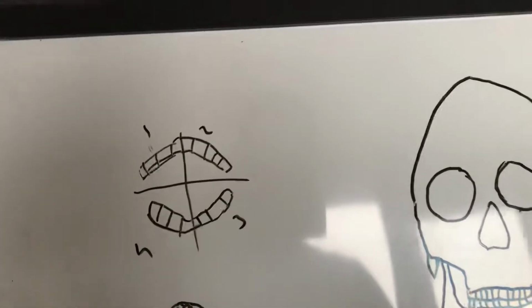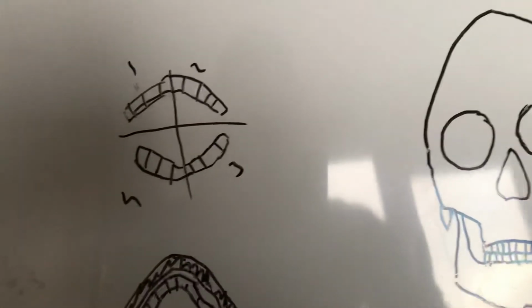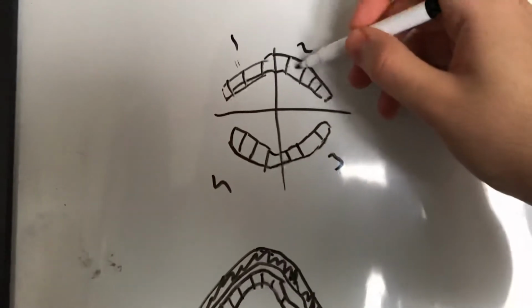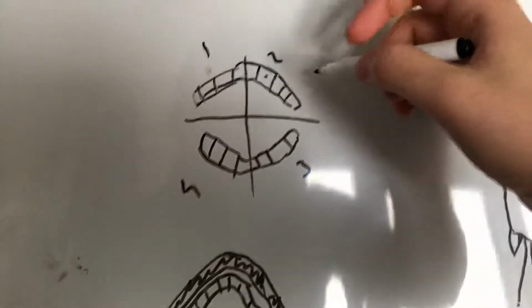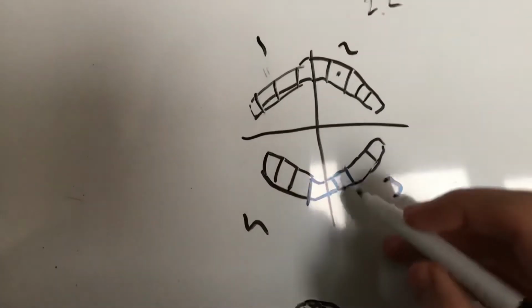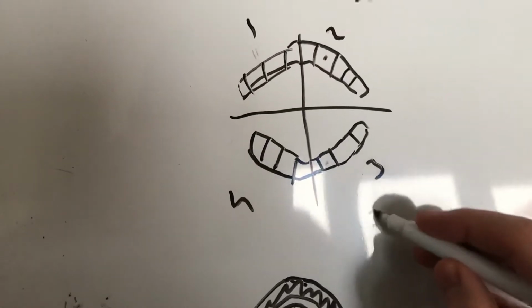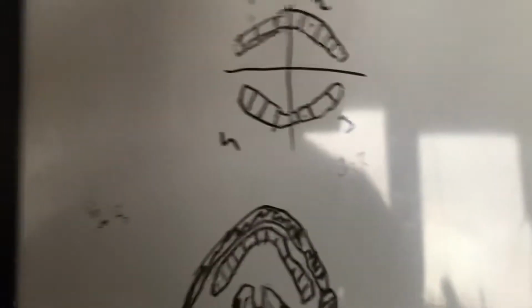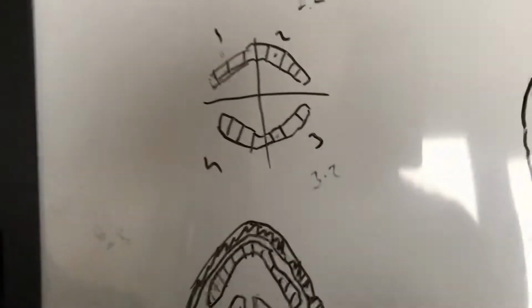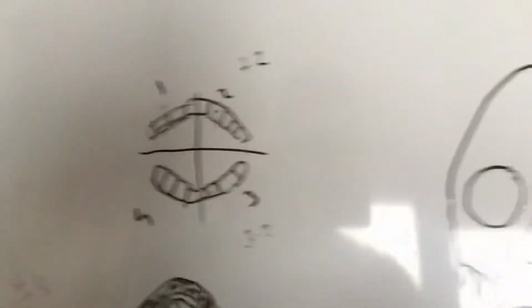And in this way we can say, for example, if we want to say that this tooth is the one that is engaged, then we say 2, 2. And if we want to say that this tooth is engaged, then we say 3, 2, and so on. So we start counting from the line in the middle.